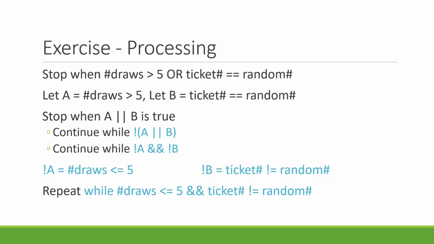Now this should make sense since we want to repeat the random draws as long as both conditions are true. As soon as we are done 5 draws, that makes the first condition false, which terminates the loop. As soon as the user guesses the random number, that makes the second condition false, which terminates the loop. Remember, with an and, both conditions must be true. So as soon as one of those 2 conditions becomes false, the loop is going to terminate.